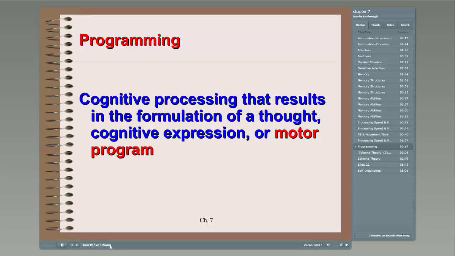The definition of programming is the cognitive processing that results in the formulation of a thought, a cognitive expression, or a motor program. A plan for movement is what we are most concerned with, or the words in red.